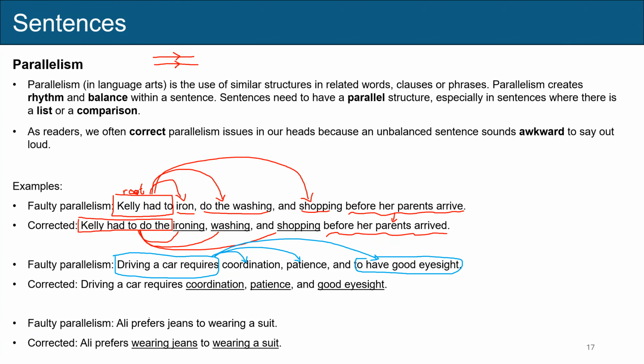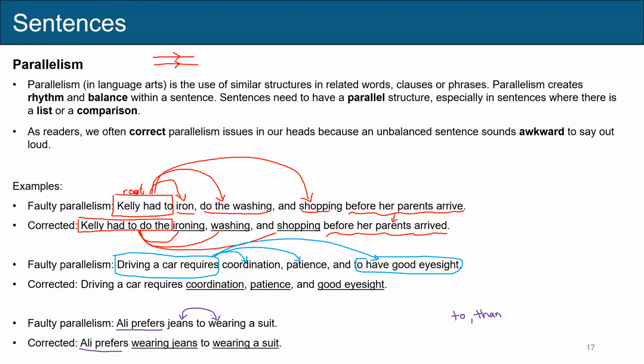And then this last one here, we have a comparison. Comparisons we usually see with words like to or than, between the parts that need to be compared. So in these cases here, we want to make sure that what is being compared is in the same structure. So Ali prefers is the root here, and you'll notice that doesn't change. What we are comparing are jeans and wearing a suit.